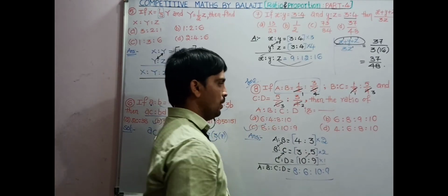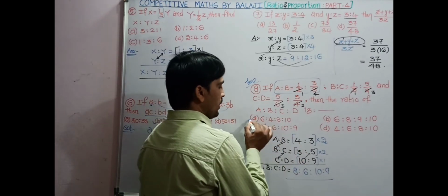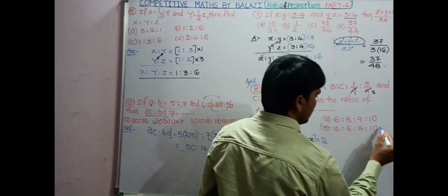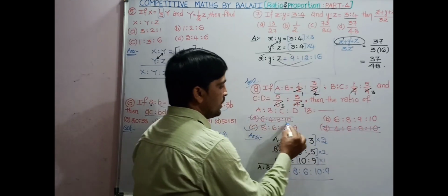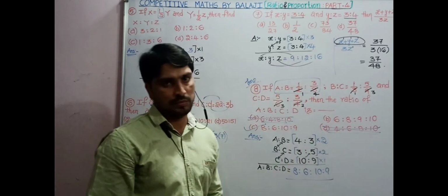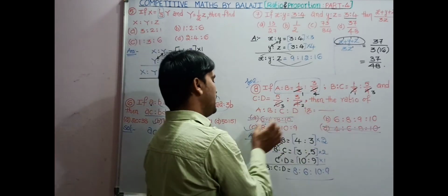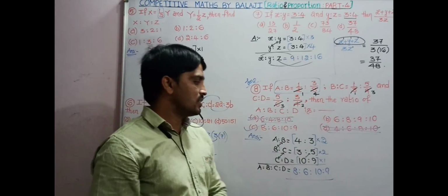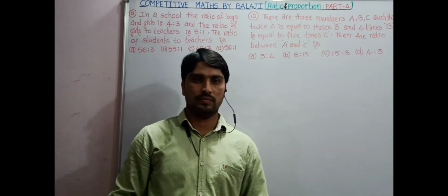C is our answer. By observing the options, A and C are not the answers, as both the ratios are not given in lowest terms. So the answer must be B and C. That is, the answer is 8 is to 6 is to 10 is to 9.